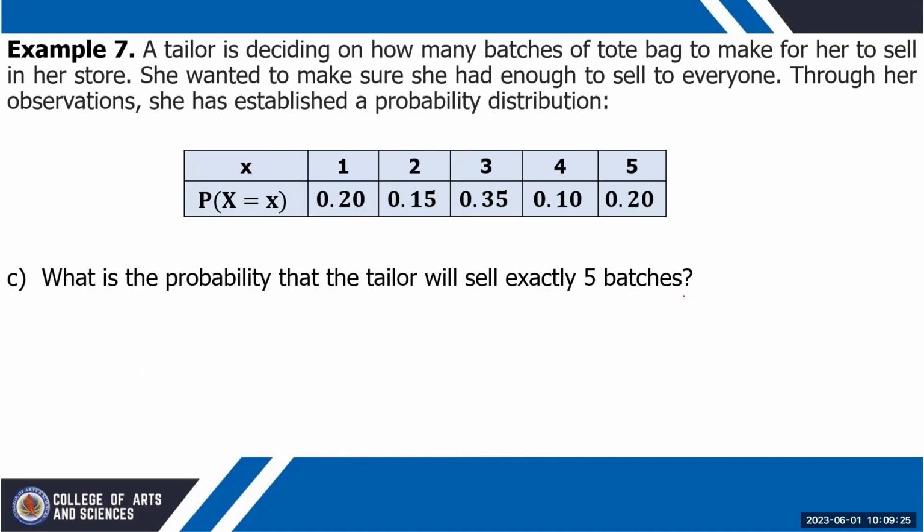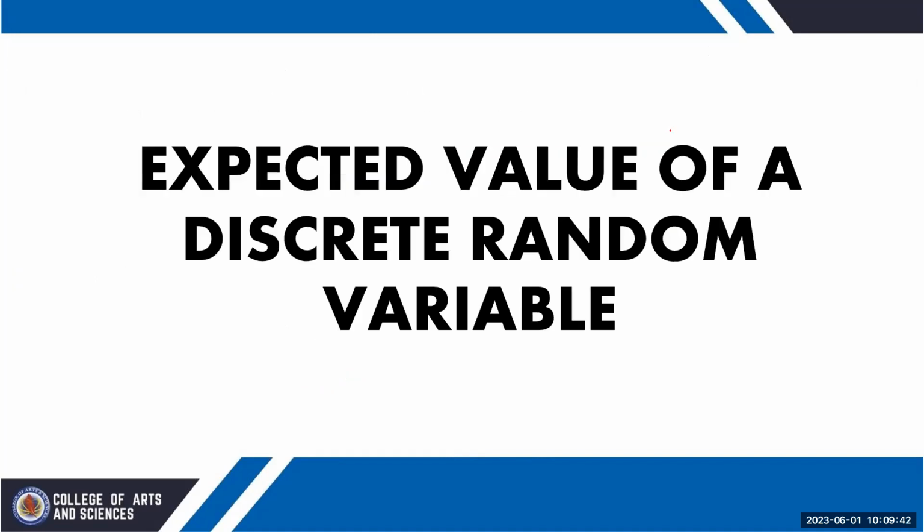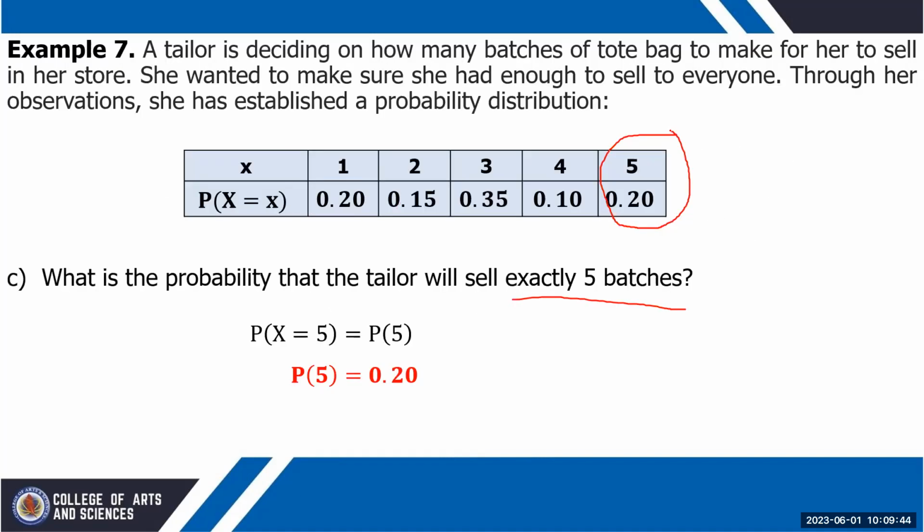Okay? Another one. Paano naman kapag ang nabenta niya is exactly 5 batches? Ibig sabihin, dun pa lang sa may nabenta na 5. And that will give you 0. Okay? So, ganun lang yung paggamit ng PMF. So, kung hindi given yung PMF, kayo yung gumawa.